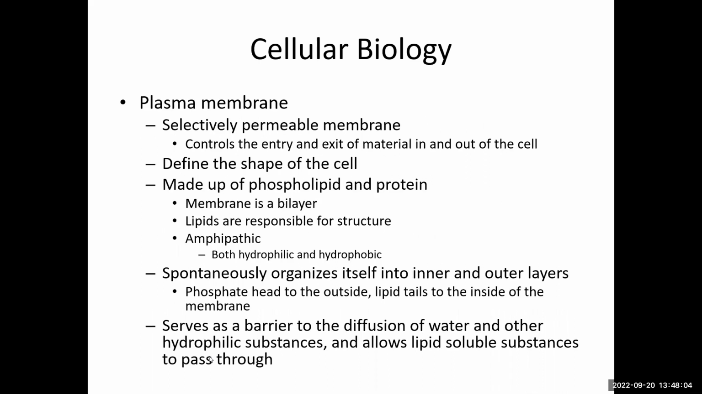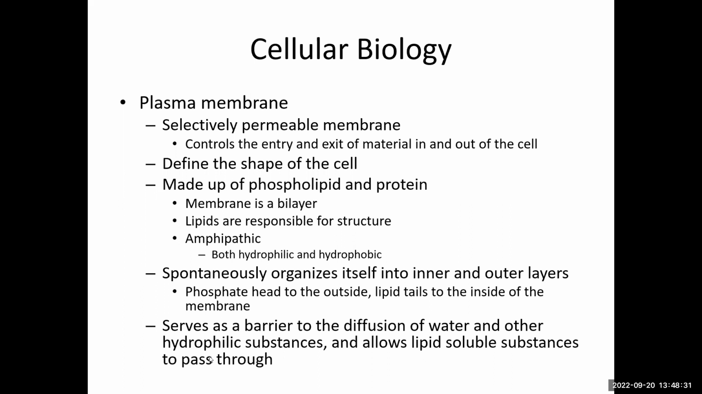The plasma membrane is the outermost membrane of our cell. It's selectively permeable, meaning that it gets to decide what goes in and what goes out of the cell. I like to call it the gatekeeper. It's going to determine what molecules come in and what molecules go out. It also defines the shape of our cell. Our cells are going to have a very particular shape, and that plasma membrane helps define that shape.